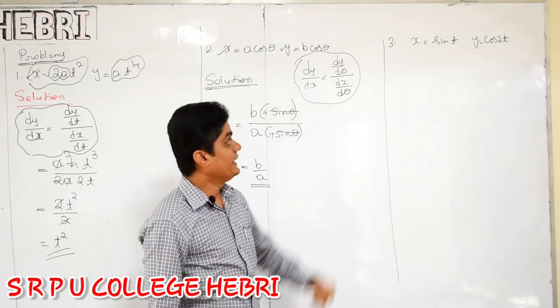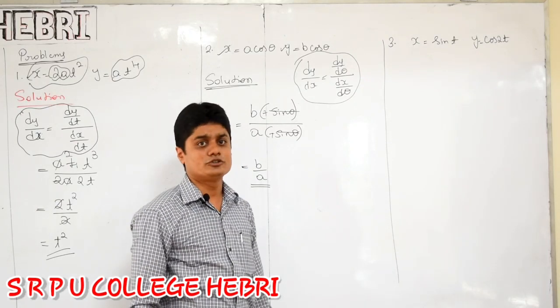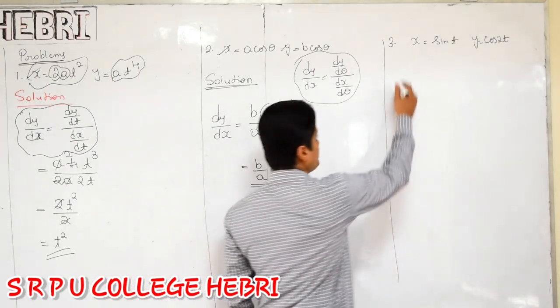Next, x is equal to sin t, y is equal to cos 2t. What is the formula?